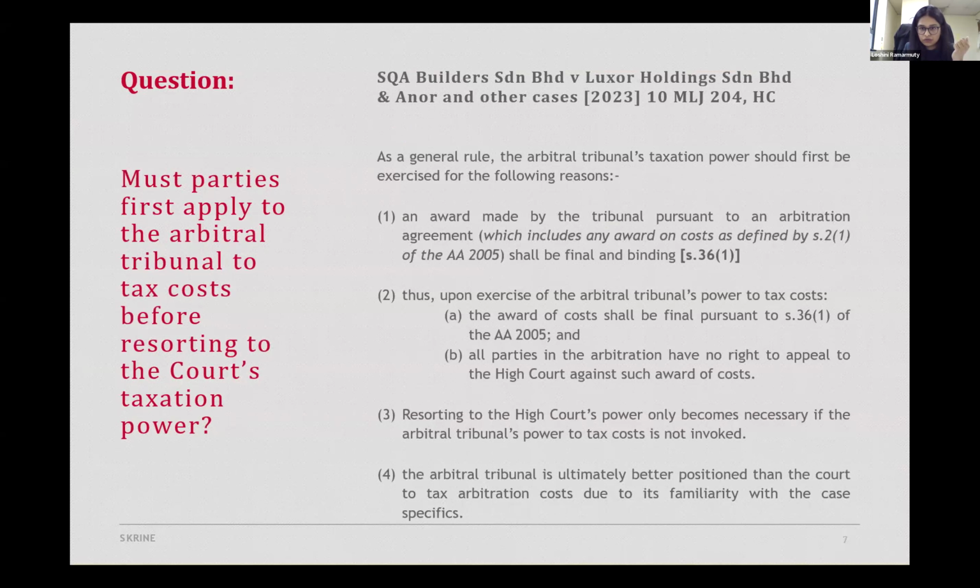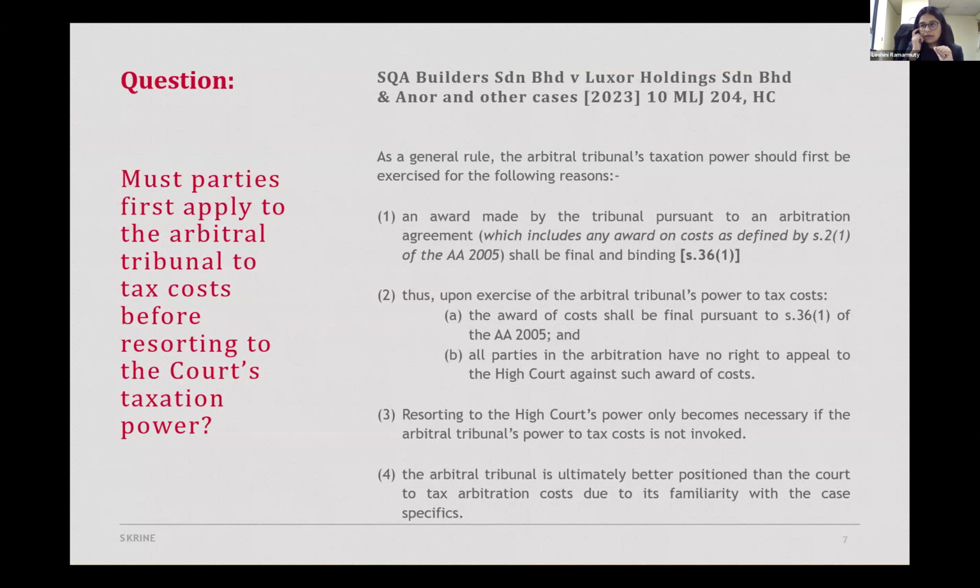The court was of the view that an arbitral tribunal has a statutory discretionary power to tax arbitration costs under Section 44(1)(a)(2) of the Arbitration Act. And as a general rule, the court was of the view that the arbitral tribunal's taxation power should be exercised first. And the court gave three key reasons for this.